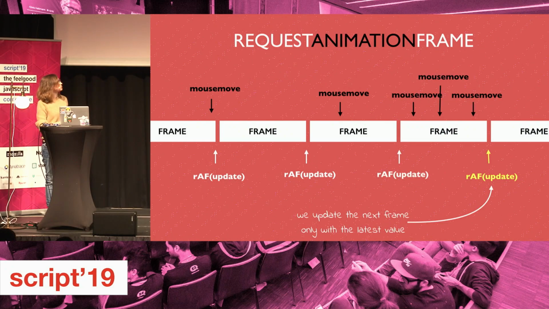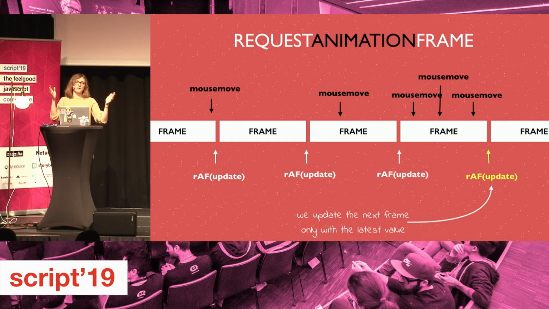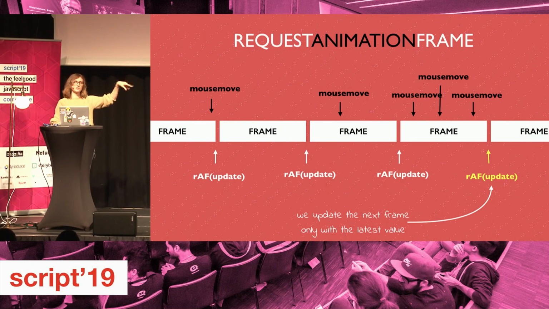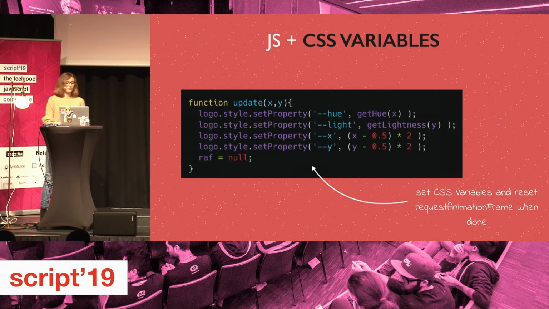And the reason why it's good for performance is if I have 100 events and I can't handle them, I update only the latest event that I'm ready to update before the next frame. So I'm only calling the update function once, even though the mouse move event happened 100 times. That makes it more performant for the JavaScript part. And then in my update function, I'm just sending the x and y value to that and setting the variables. And then I have some other function that calculates a hue or a lightness depending on the value of x or y. And in the end, I'm resetting the requestAnimationFrame to be able to call it again.